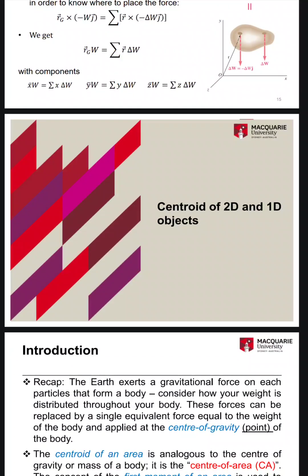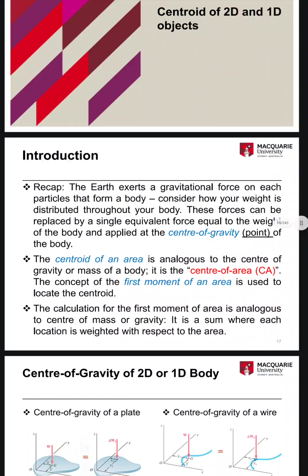Centroid of 2D and 1D objects. Introduction and recap. The Earth exerts a gravitational force on each of the particles that form a body. Consider how your weight is distributed throughout your body. These forces can be replaced by a single equivalent force equal to the weight of the body and applied at the center of gravity point of the body.